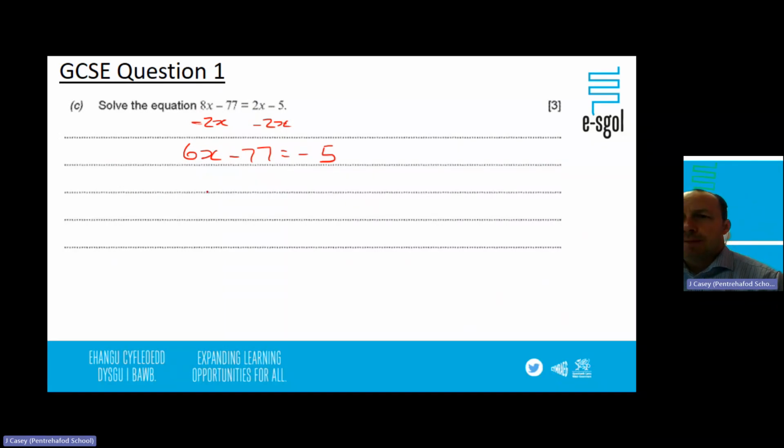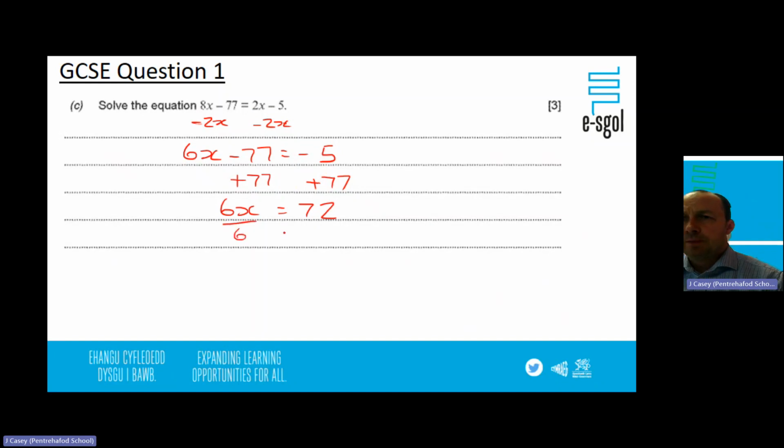And bearing in mind, a lot of these questions will be on non-calculator paper, so you're going to have to work out the negatives and the addition and subtraction without a calculator. I'm now going to get rid of this minus 77, so I think I'm going to add on 77 to get rid of that. But of course, whatever I do, I'm going to do both sides. So I've got 6x here. Now, minus 5 adds 77. I don't really like the sound of that. That sounds a bit confusing. But if I do 77 take away 5, I'm going to get the same answer, which is 72.